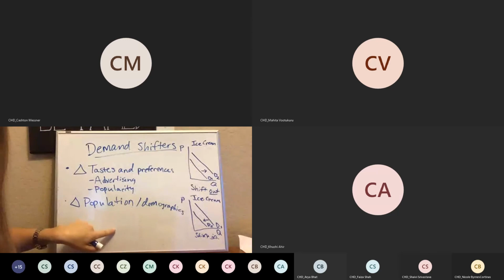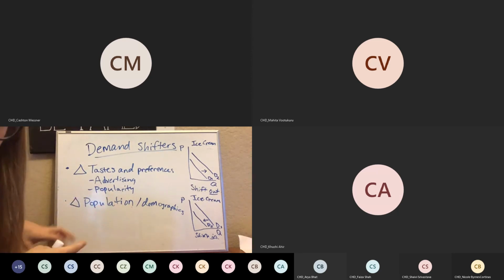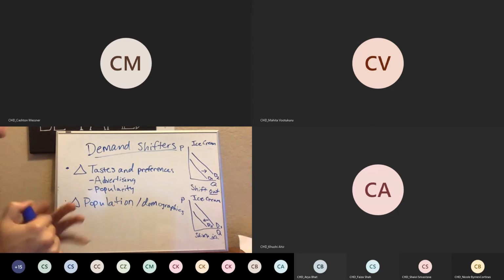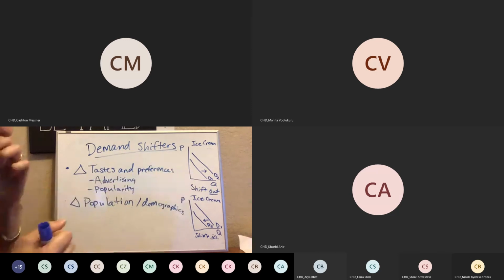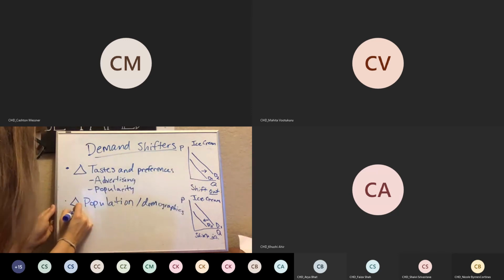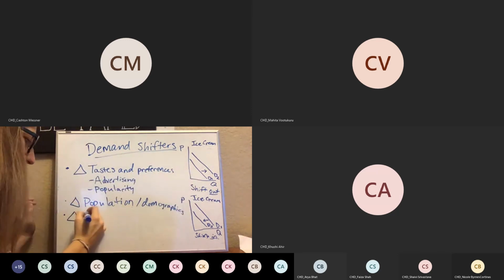Okay, so that graph was a decrease in supply. So you could maybe put a box around it so you know it's not demand, because that was a change in quantity demanded. That was not a demand shift. These are our demand shifts. Okay, good. So change in expected future price.